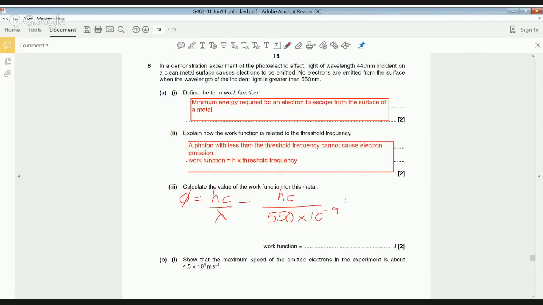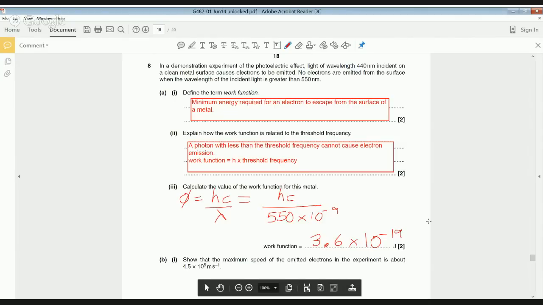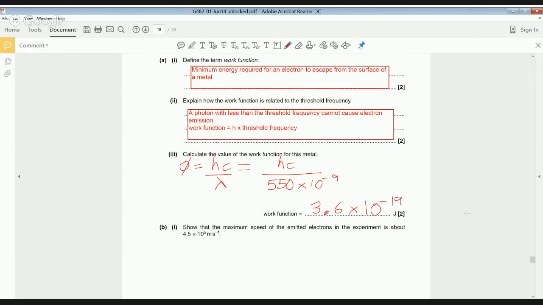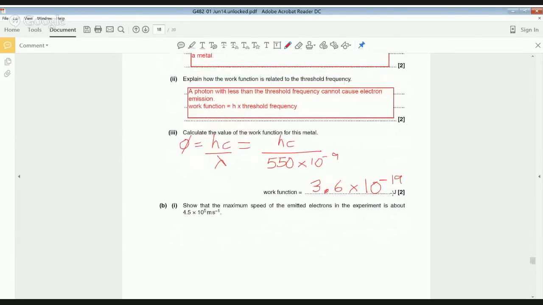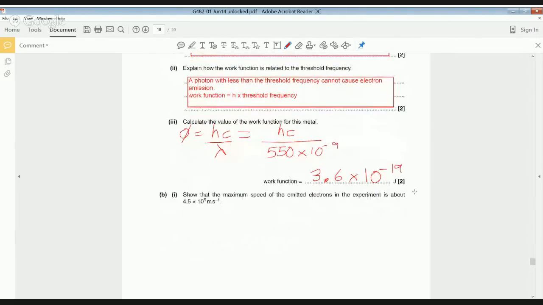The answer here is 3.6 times 10 to the minus 19. It's worth, as another little tip for sanity checking these kind of answers, work functions and that sort of thing are usually going to be in the region of 10 to the minus 19, 10 to the minus 18, around about there. So if you've got a positive power here or a very small negative power, you're off somewhere.